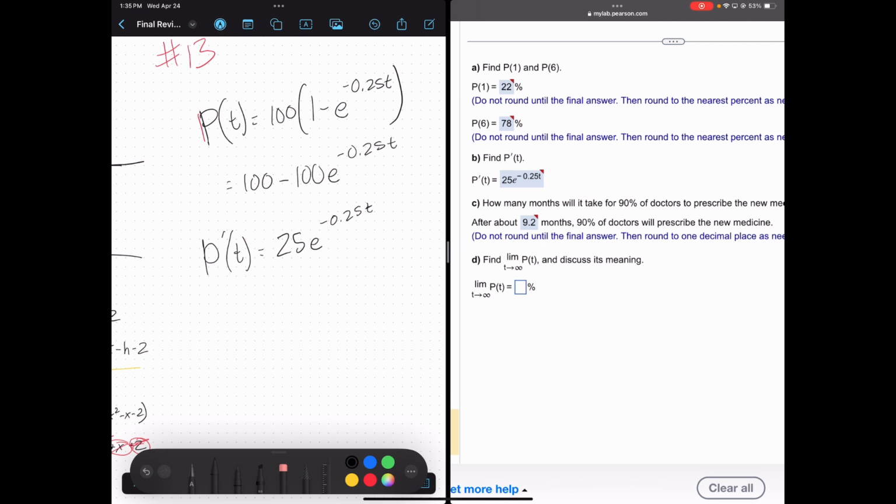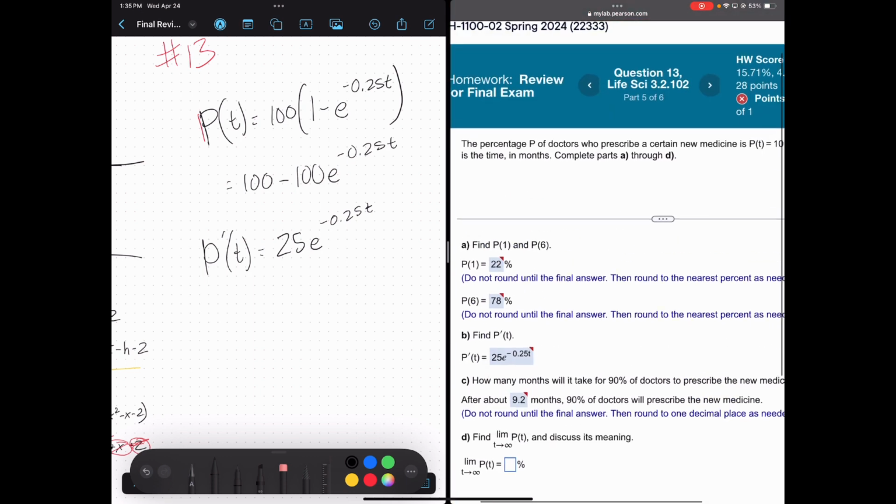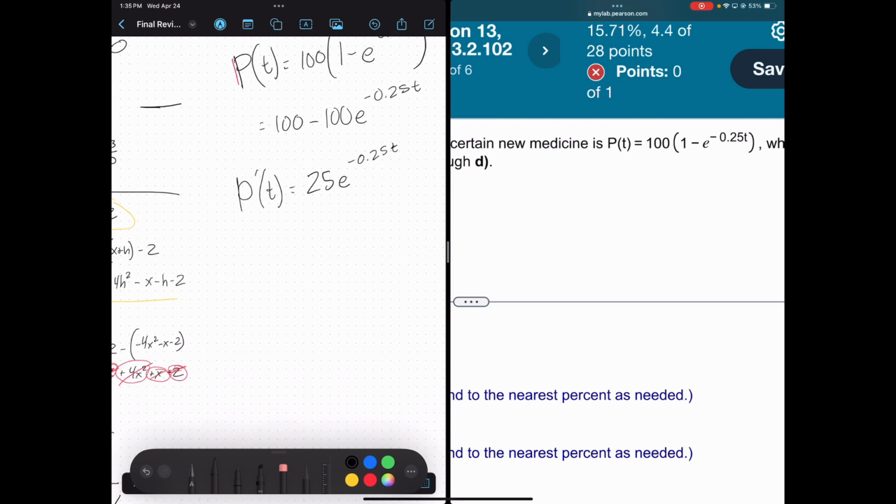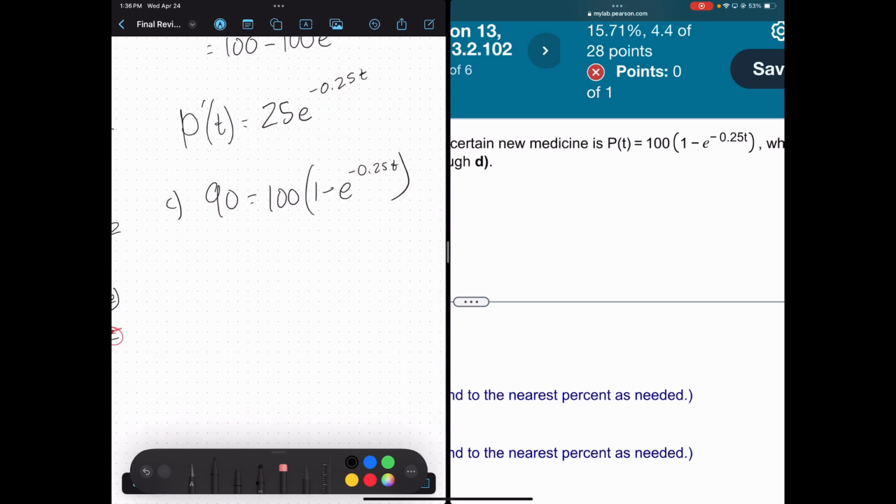If I'm wondering how many months, what am I solving for? T. I'm solving for t. But it's asking how many months will it take for 90% of doctors. That's what this equation is all about. This equation is all about what percentage of doctors are actually using it, which means I'm not using the derivative at all. I'm just using my equation. So for part C, all I'm doing is just setting my original equation equal to what? 90. Just set the equation equal to 90. Okay.